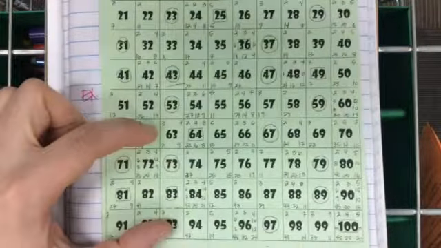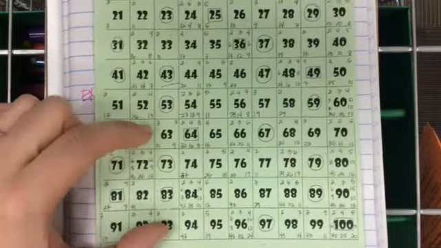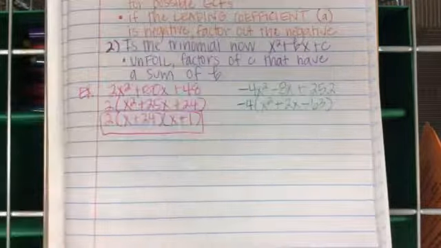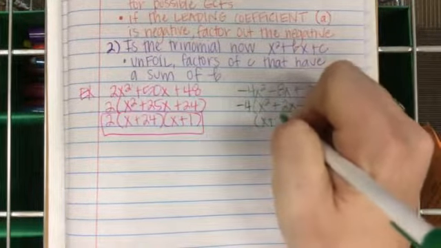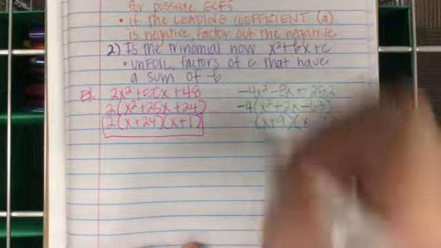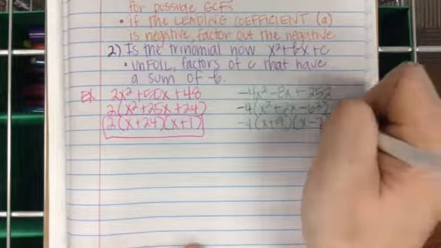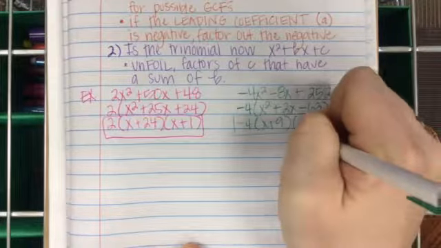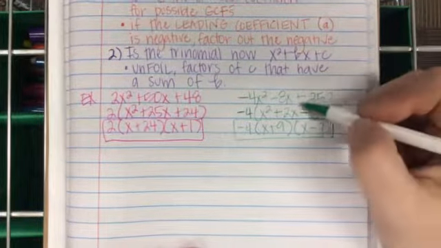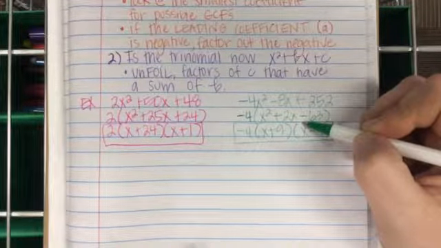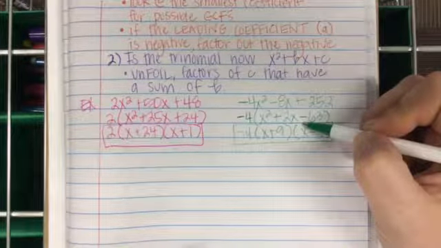Can you do 3 and 21 to get 2? No. But can you do 7 and 9 to get 2? Yes. 9 minus 7, correct? So we have a positive 9 and a negative 7 with that negative 4 in front. Remember, if you have a negative product, one of your factors is negative, one of them is positive.